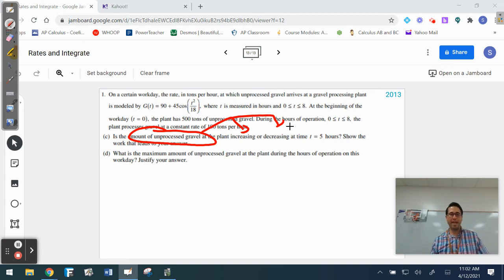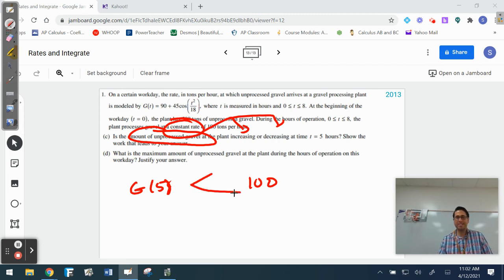And guess what I have to do? I just have to compare G of 5 with 100, because it doesn't matter. We are always processing this at the constant rate of 100. And since G of 5 is less than that, what would that mean? And you want to make sure you answer it correctly. Whoa, is that a long one?